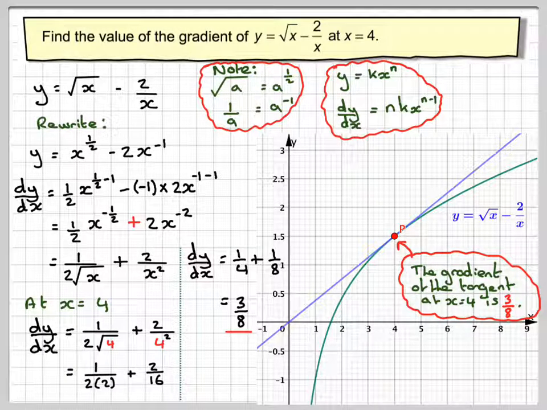So this has been a video to show you how to find the gradient function of a square root combined with a reciprocal function. I hope you've understood, and I thank you very much for watching.